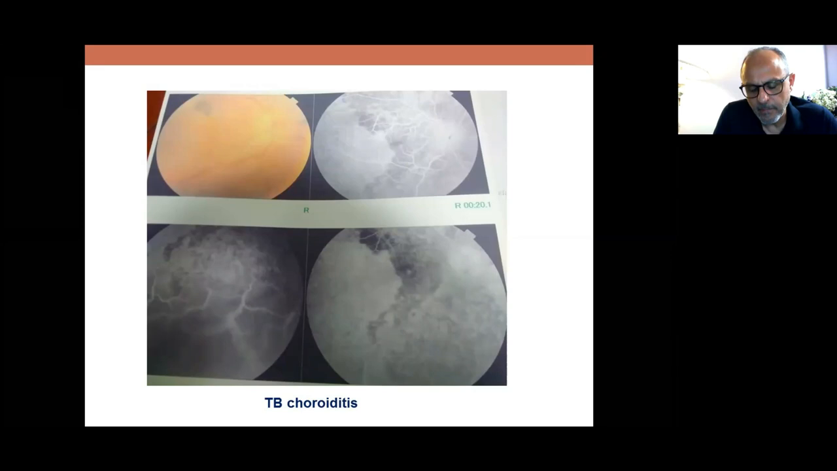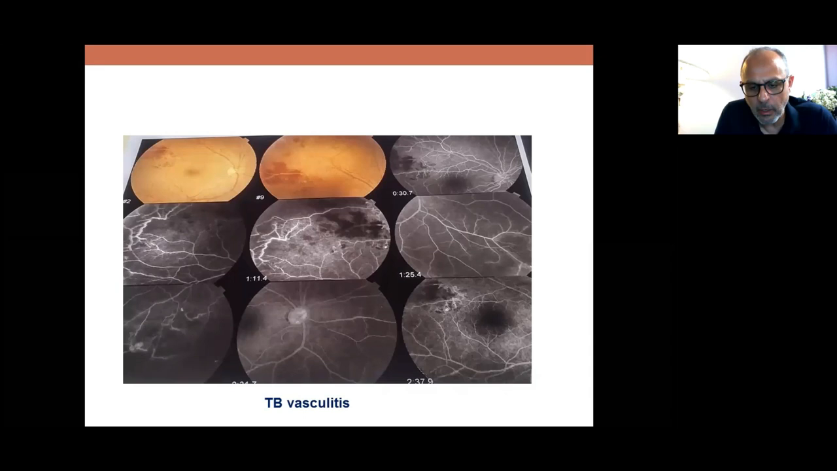Our next slide is another patient with peripheral obliterative vasculitis, bilaterally. This patient presented with vitreous hemorrhage as the first symptom. This is the other good eye with, as you can see, retinal hemorrhages and peripheral ischemia.